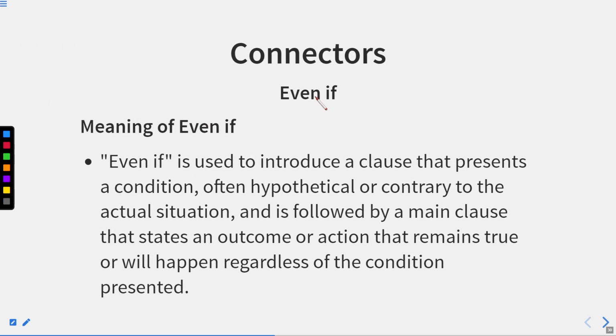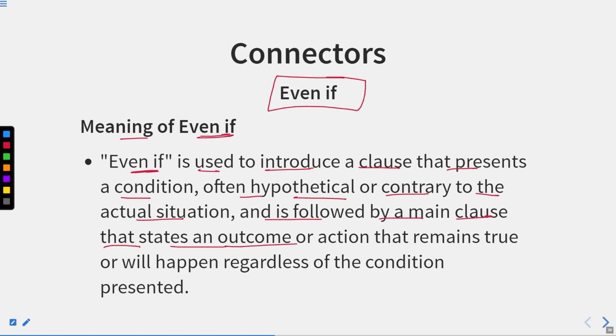Now we'll be discussing the conjunction even if. We have done although, we have done even though. Now it is time to discuss even if. First of all, we'll discuss the meaning of even if. Even if is used to introduce a clause that presents a condition, often hypothetical or contrary to the actual situation, and is followed by a main clause that states an outcome or action that remains true or will happen regardless of the condition presented.